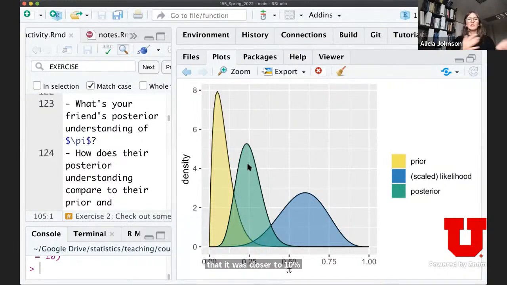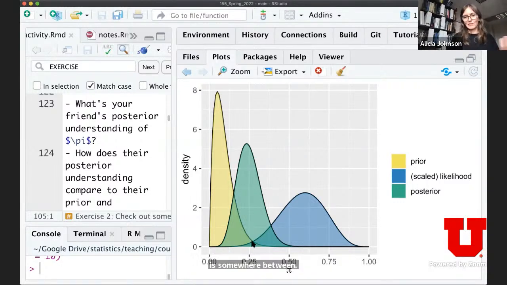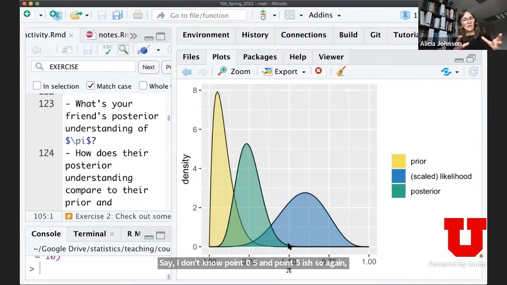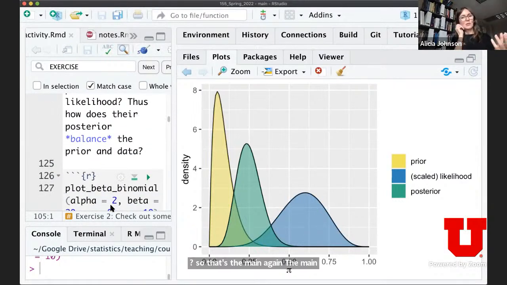And the range of their posterior uncertainty, they're still pretty uncertain. In this case, we can see that they don't think that more than 50% of people believe in climate change, but that value is somewhere between, say, 0.05 and 0.5-ish, right? So the main thing here is that this posterior is balancing these two pieces. What did your friend think before? What did the data say? And what do those pieces tell them together? So that's the main idea of the pieces that go into a Bayesian analysis.